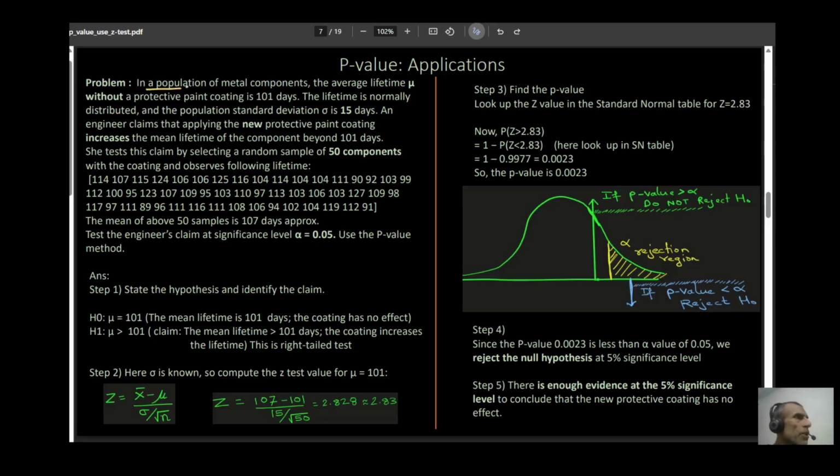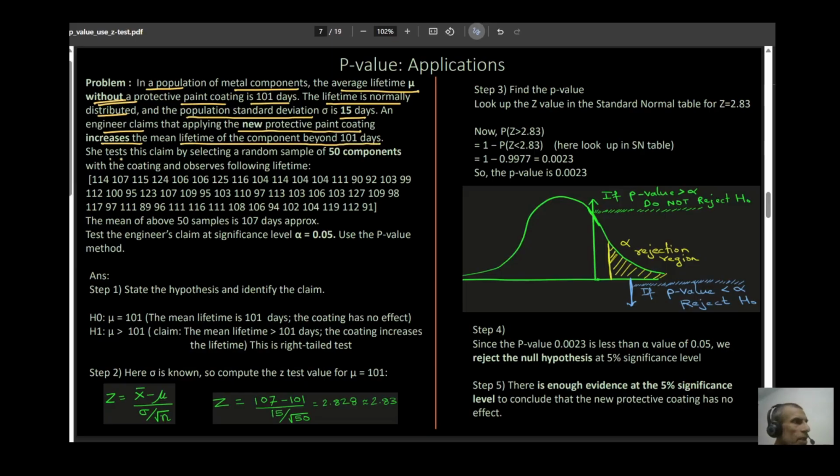In a population of metal components, the average lifetime without protective paint coating is 101 days. Now, the lifetime is normally distributed. That's given to you. And also given to you is that the population standard deviation is 15 days. So an engineer claims that he has some kind of new protective paint coating that would increase the mean lifetime of the component beyond 101 days.